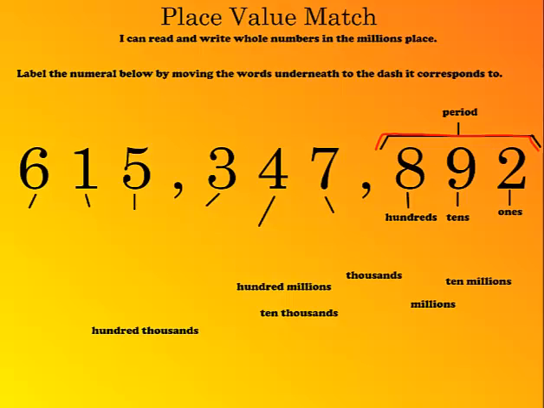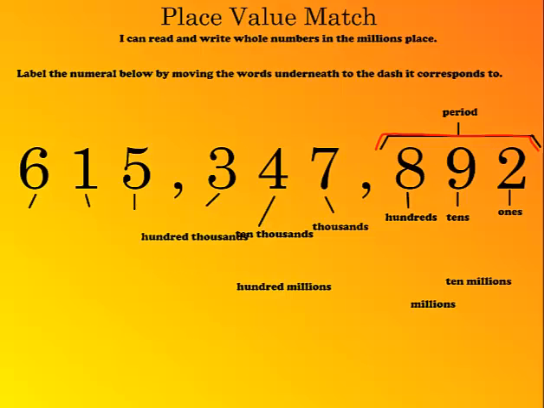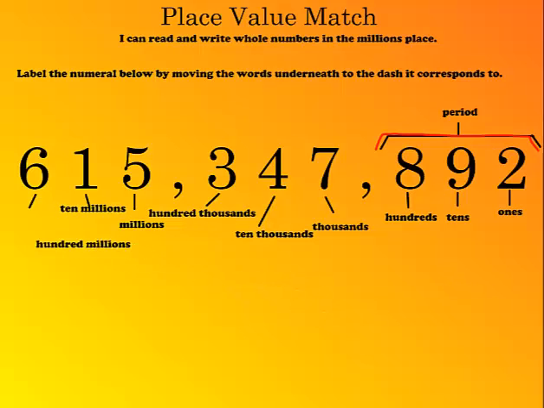So we have 1,000s, 10,000s, 100,000s. There's another comma, so we separate it into the millions period. Here we have millions. Next is 10 millions, and then 100 millions. Remember, every time it goes ones, tens, hundreds.